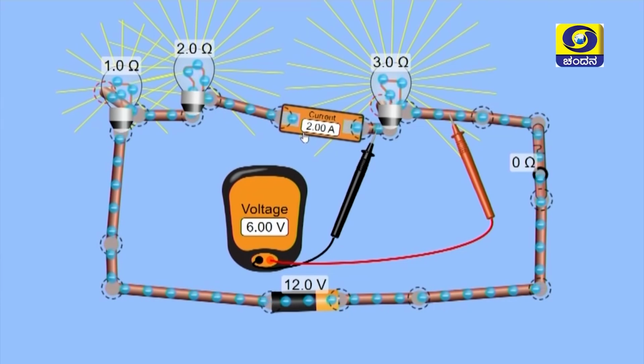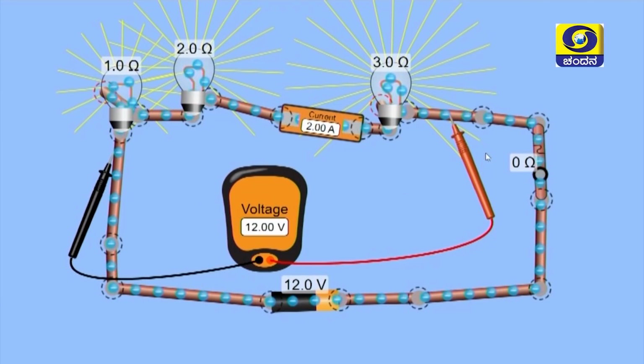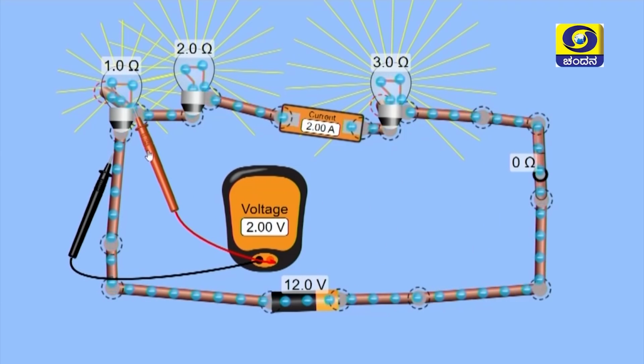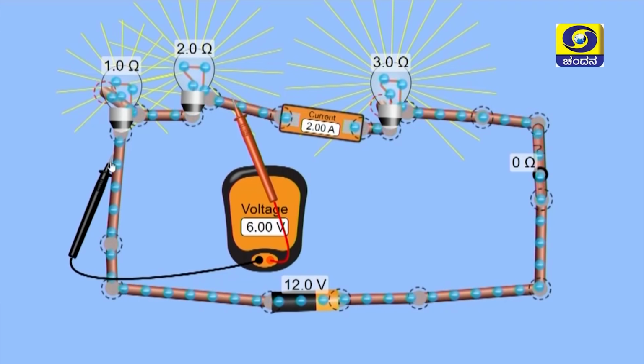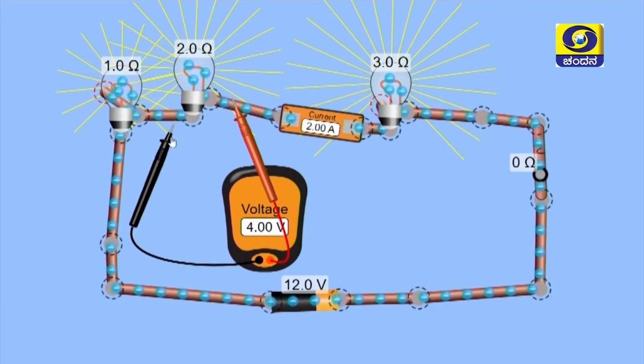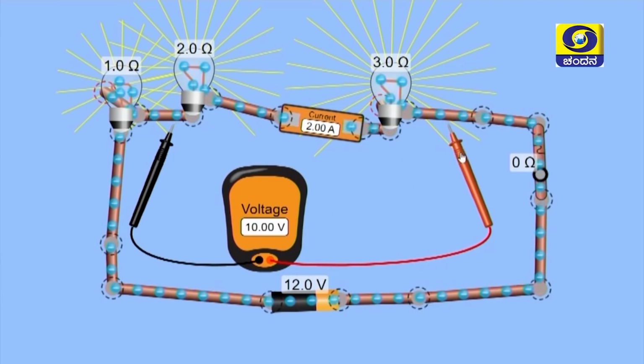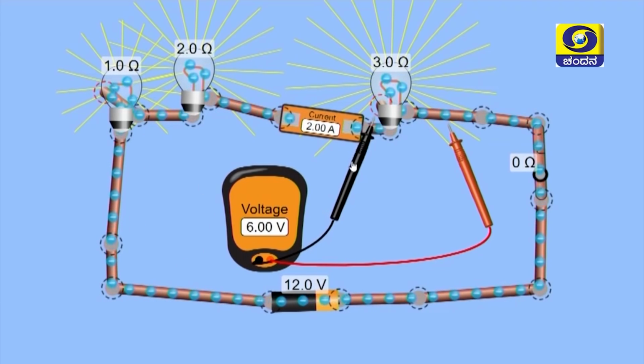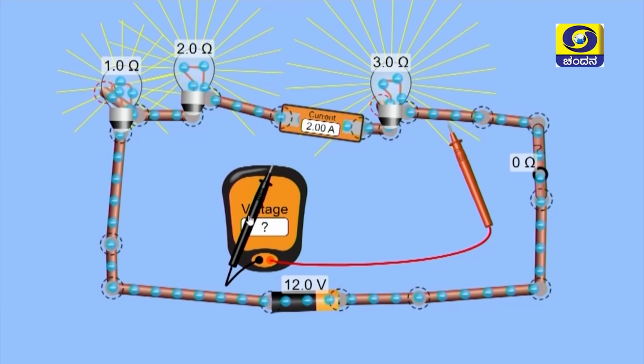So by multiplying the electric current, that is 2 ampere, and each resistance value, we are getting the potential difference at the ends of each resistor. So collectively, as you can see, first we got 2 volt across the 1 ohm resistor, next we got 4 volt across the 2 ohm resistor, and then we got 6 volt across the 3 ohm resistor. So totally 2, 4 and 6, the total potential difference is 12 volt.